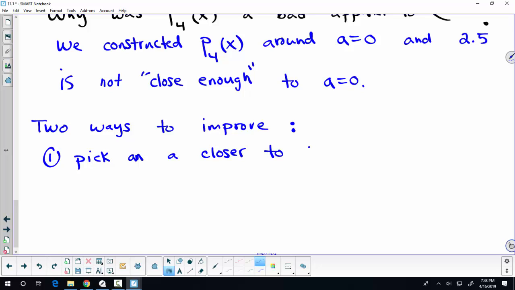If we move A, though, you have to reconfigure everything, because remember, this is the first, second derivatives, etc., evaluated at A, times x minus A. So if we move A to 1, the polynomial is already totally different, because instead of x to the 4th, x to the 3rd, x squared, etc., if our new center is 1, our terms are going to have x minus 1 squared, x minus 1 cubed, x minus 1 to the 4th. So you can pick an A that's closer to 2.5, but know that you'll have a completely different polynomial.